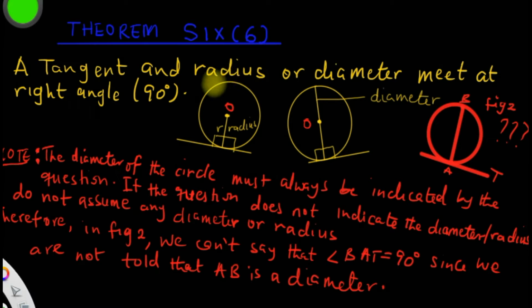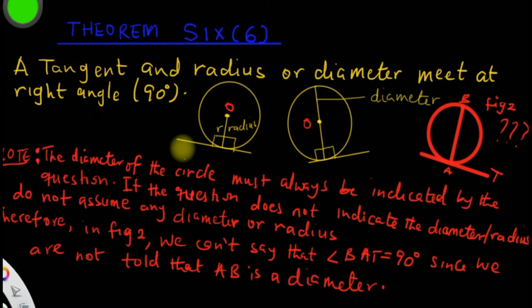In this lesson, we will look at theorem 6. In this theorem, a tangent and a radius or diameter meet at a right angle. So what are we saying?